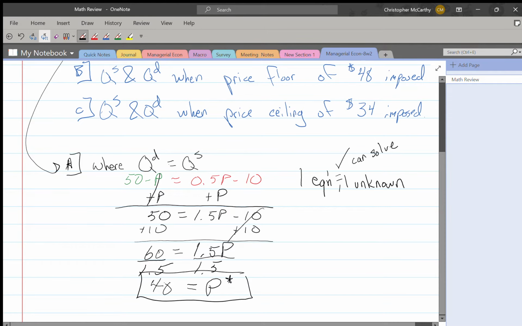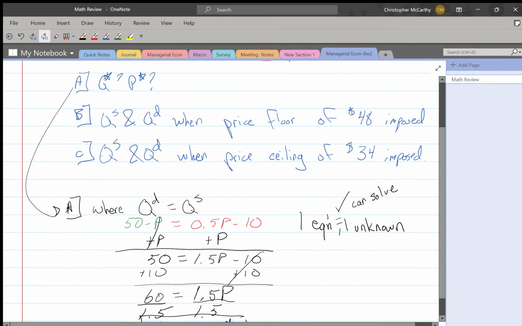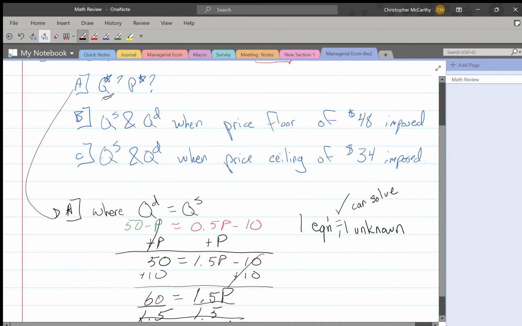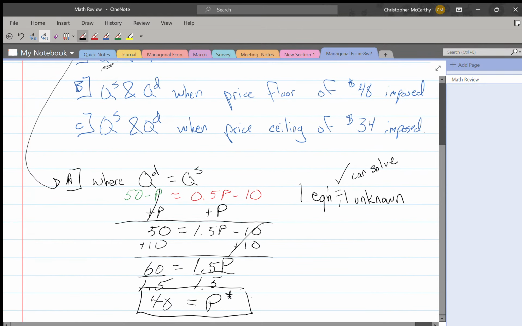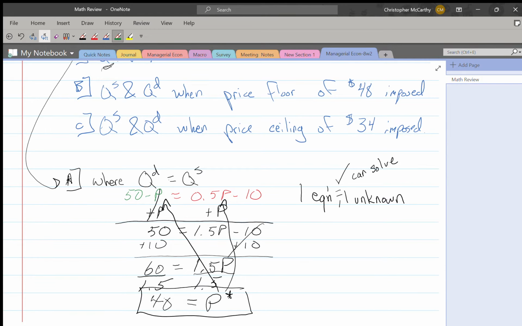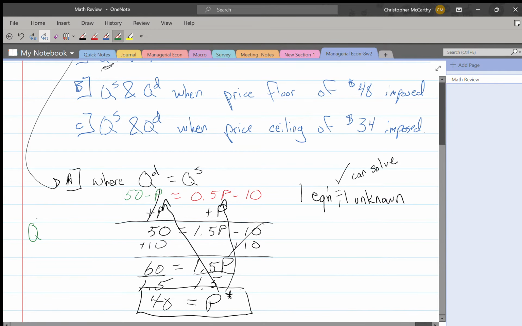So we're asked not just for the equilibrium price, but also for the equilibrium quantity, right? So how do we go ahead and grab that equilibrium quantity? Well, we would just put this price into either one of these equations. So let's do both for thoroughness. Quantity demanded is equal to 50 minus P. If we put the 40 in as the price, that means the quantity demanded is equal to 50 minus 40, which is equal to 10.